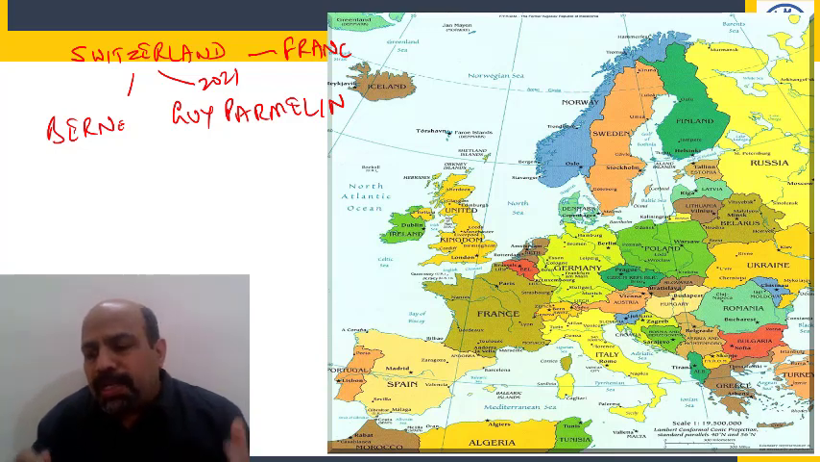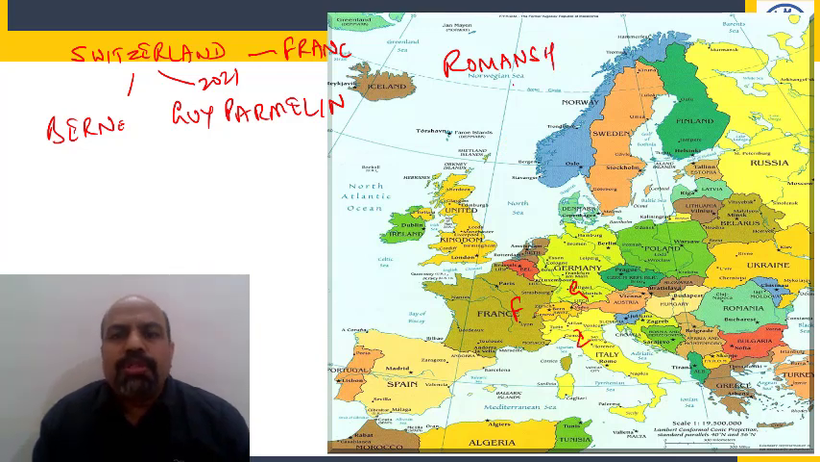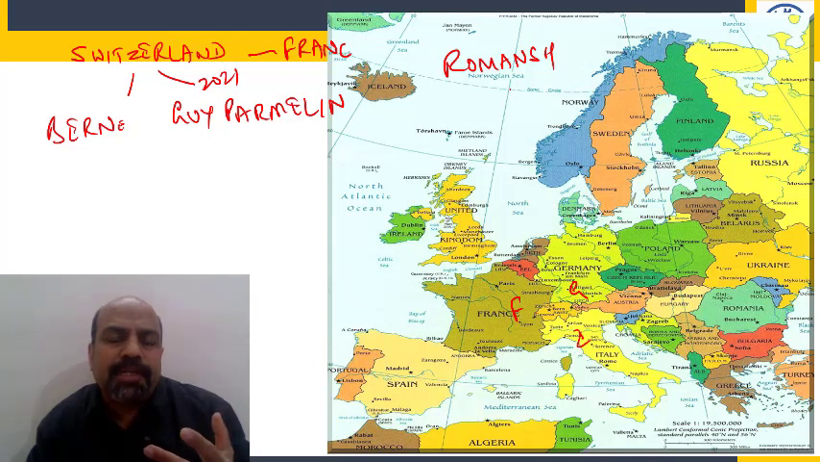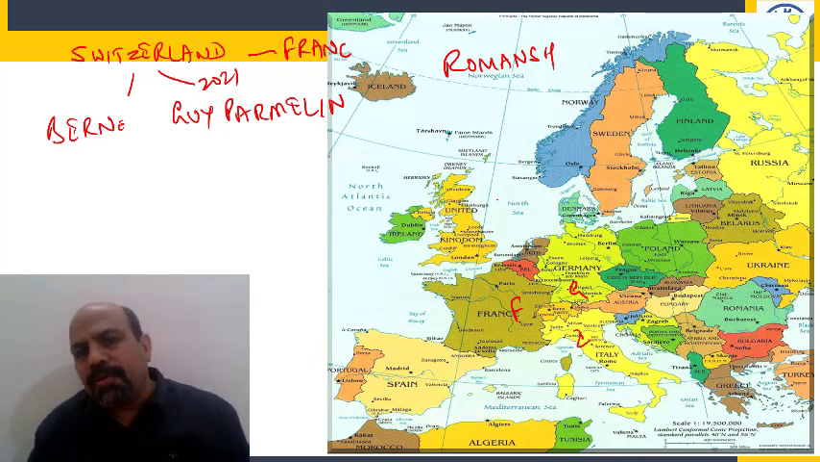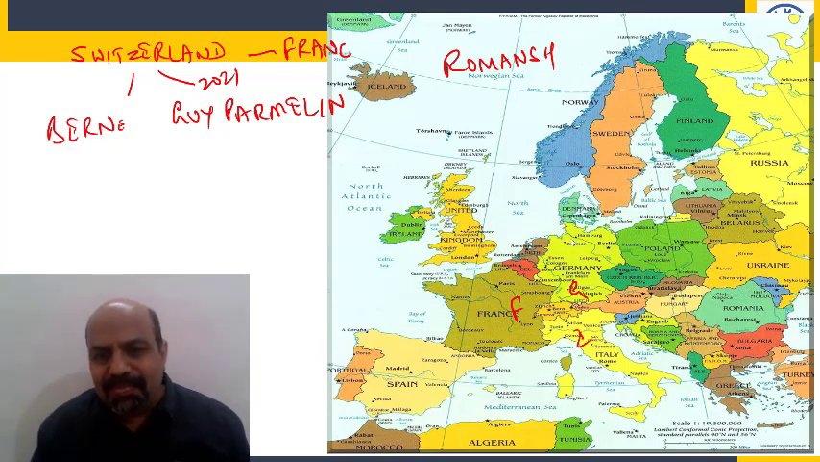And in Switzerland, there is no language called Swiss. The main languages of Switzerland would be German, French, Italian, and a language called Romansh. So there are 4 official languages of Switzerland: German, French, Italian, and Romansh. So next time someone tells you that they will teach you Swiss for 50,000 rupees, just be careful. There is no language called Swiss.